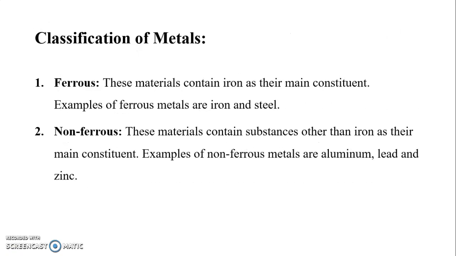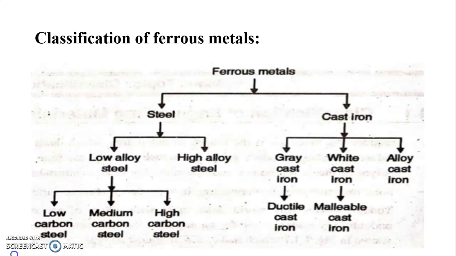Then another classification: ferrous and non-ferrous material under the category of metal. Ferrous materials contain iron as their main constituent, and non-ferrous materials do not contain iron as their main constituent.